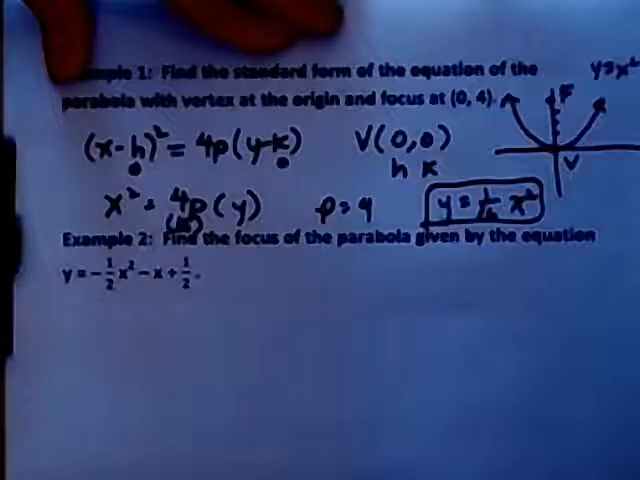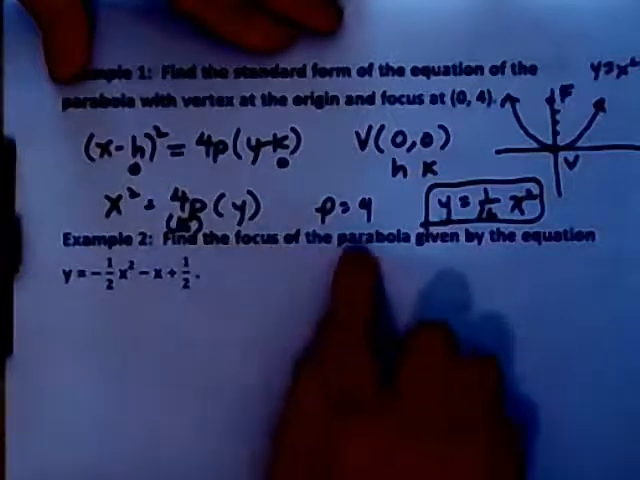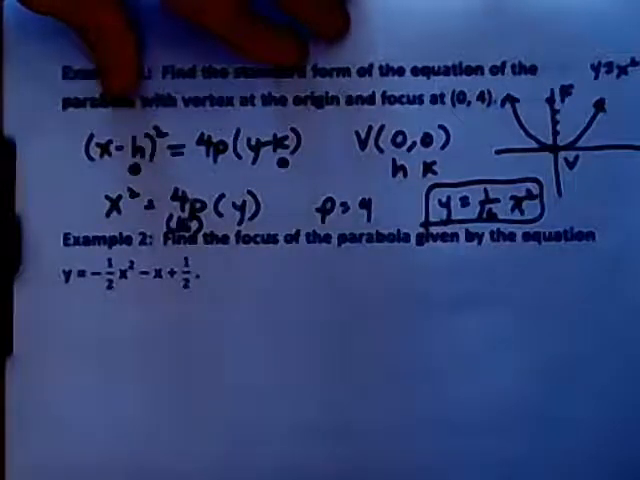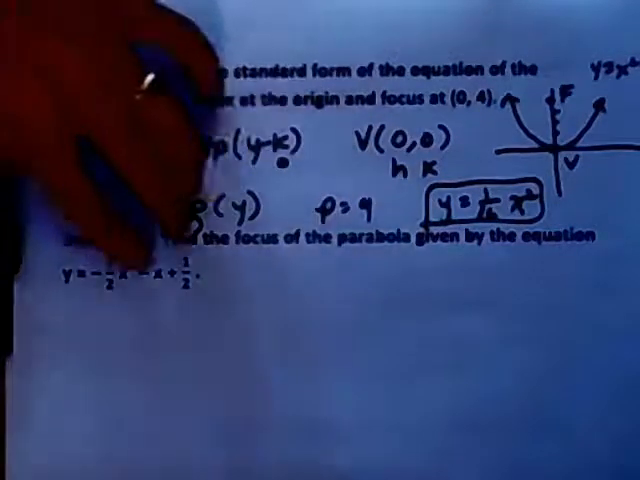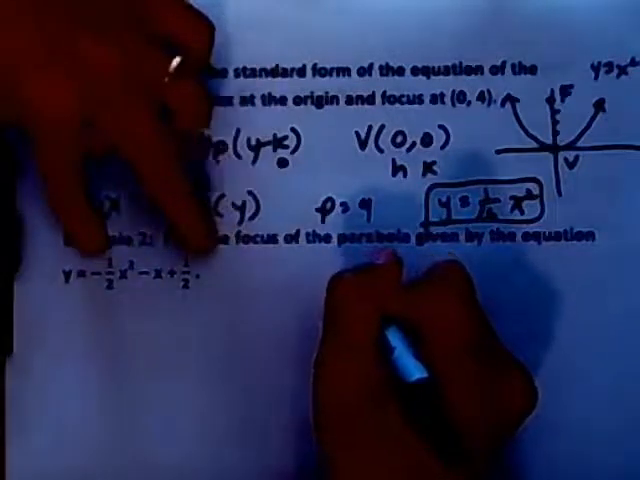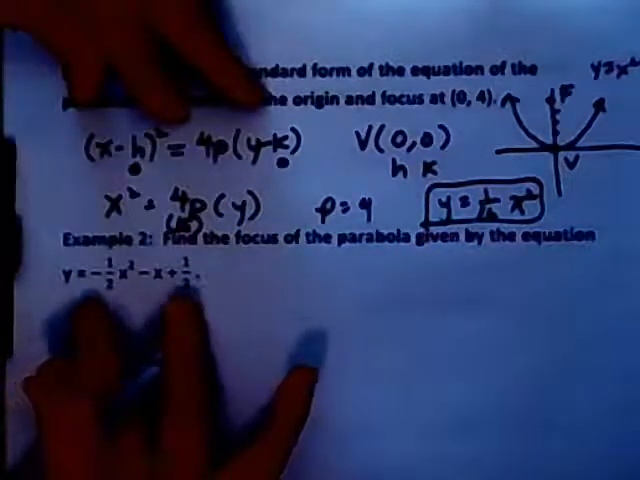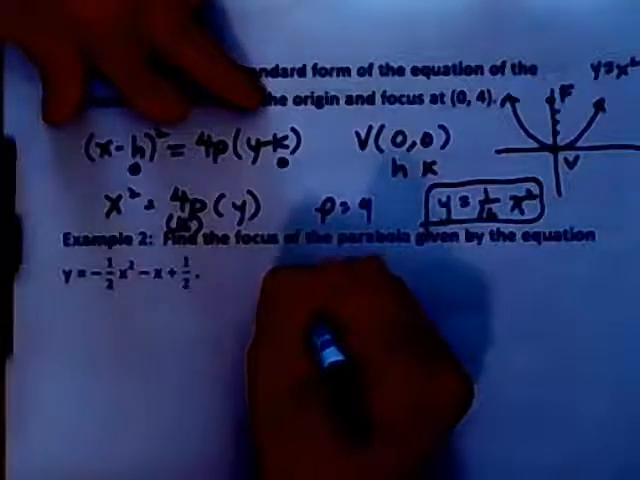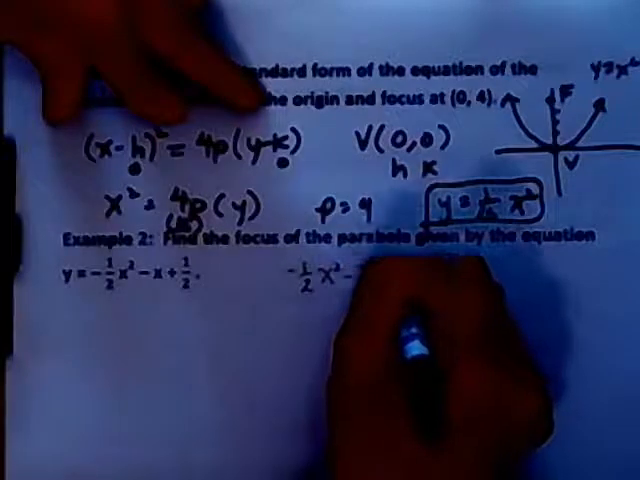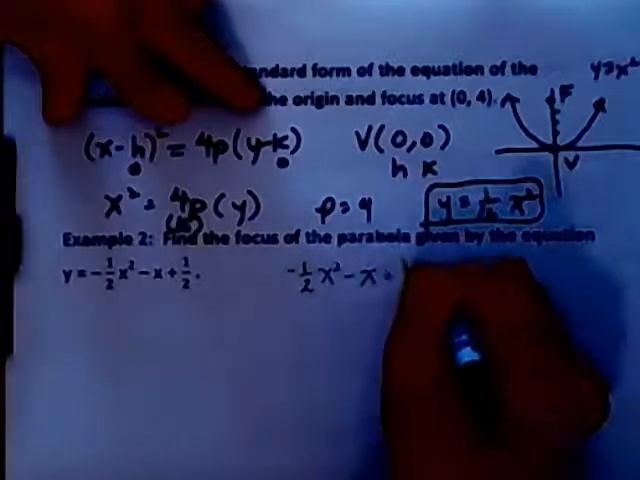Example number 2. Find the focus of the parabola given by the equation. This one's a little bit more tricky. Takes a little bit more space. So I'm going to rewrite this, moving this to the left hand side of the equation. Negative 1/2 x squared minus x plus 1/2 is equal to y.